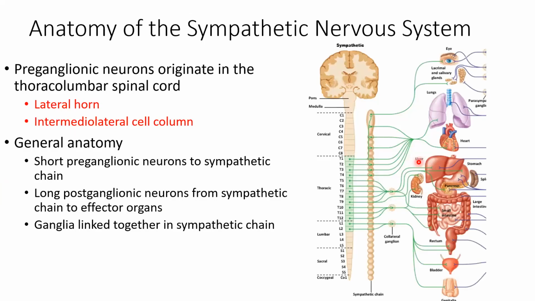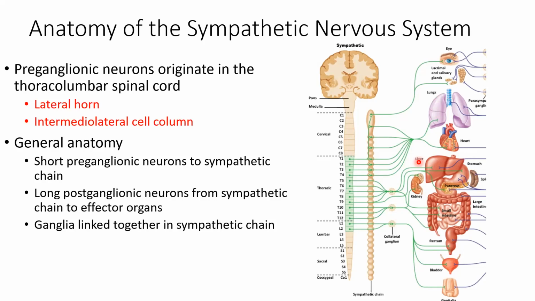So now let's look a little bit closer at each of these divisions separately and talk about how the anatomy differs slightly between the two. Again, we've got fibers arising from the lateral horn in terms of the cross section of the spinal cord, sometimes from the intermediate lateral cell column, which is right next to the lateral horn. But for our purposes, the lateral horn is where these fibers arise from, okay?